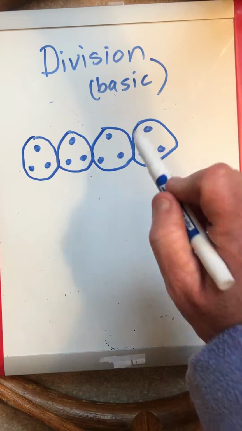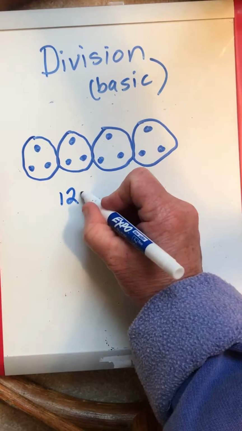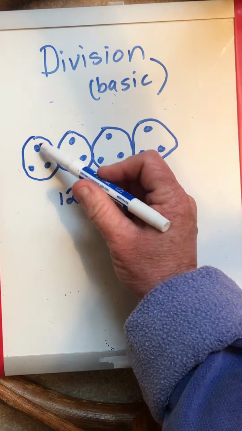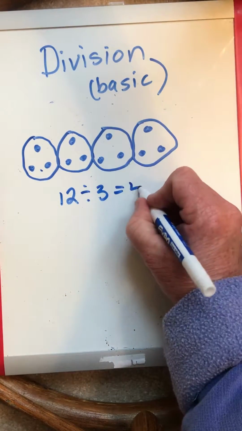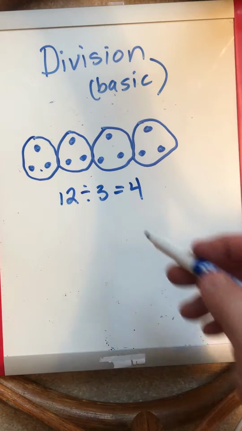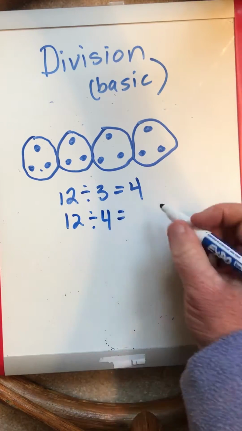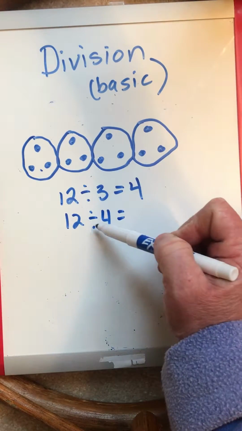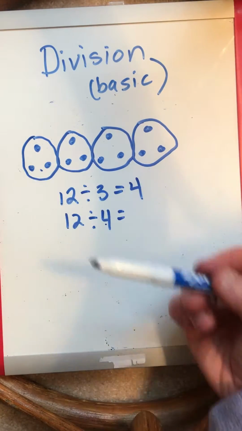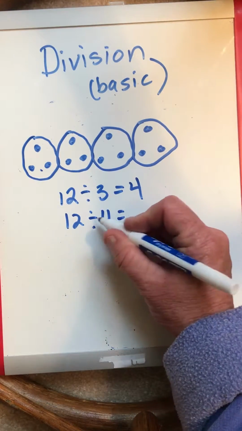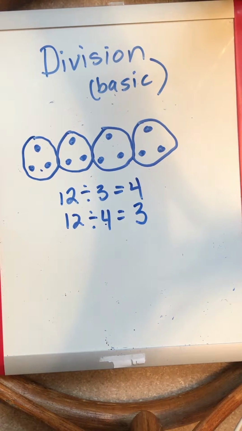My division problem representing this picture would be 12, my 12 total dots, divided by groups of 3 equals how many groups? 4. You could also use this to represent 12 divided by 4, because maybe we have the 12 dots and we want to divide them into 4 different groups. Then the question would be how many dots were left in each group. So that could be 12 divided by 4 equals 3. These represent the same thing.